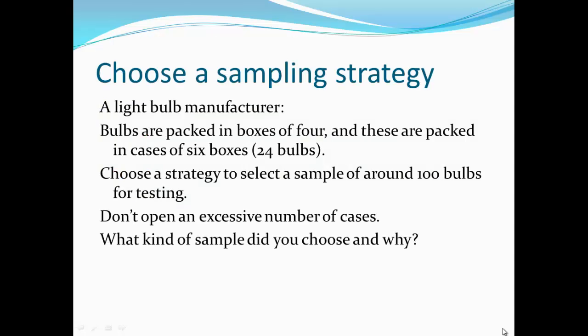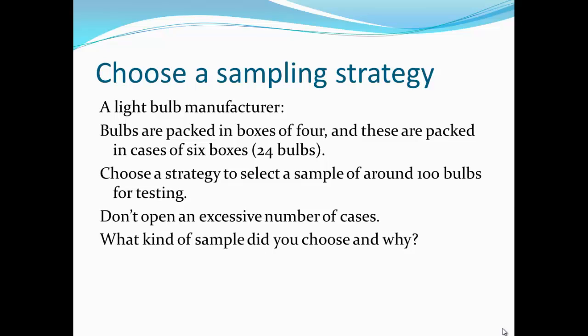Suppose, for instance, that the engineering department of a light bulb manufacturer needs to do a quality study. Maybe boxes of bulbs contain 4 bulbs each, and these are packed into cases of 6 boxes, so you have a total of, say, 24 bulbs in a case. Could we choose a strategy to select a sample of around 100 bulbs for testing? But we want to do that in a way that doesn't open an excessive number of cases.